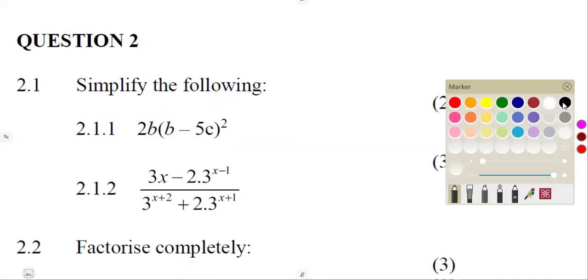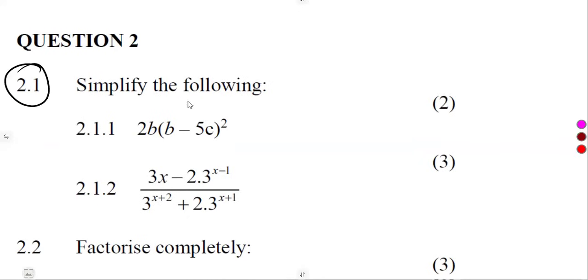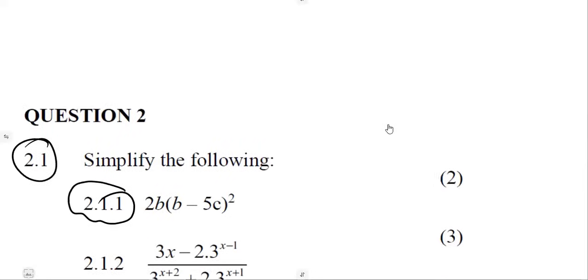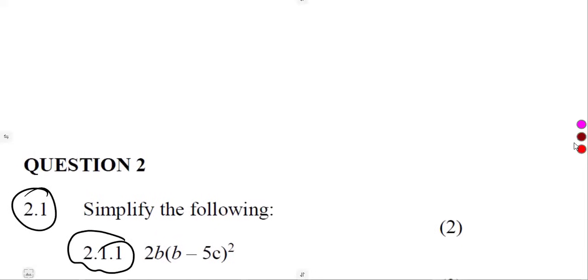So moving on to another question. Question number 2, simplify 2.1. That is to simplify the following. All right, so that's 2.1.1. This part, as we can see, is 2 marks. So this is corresponding like this. All right, so let us see what we are having here. As we can see there, we have got a bracket, that's 2b, into a bracket of b minus 5c raised to the exponent of 2.